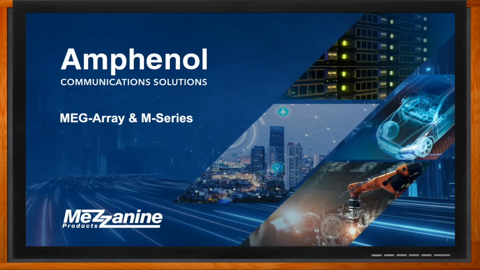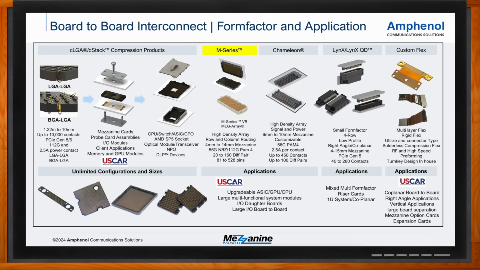Sure. So within Amphenol Communications Solutions division, there is a high-speed product group. And within the high-speed product group, I'm part of the mezzanine business unit. So the mezzanine business unit has three primary products. We have compression products, we have what we call separable interface, which is two-piece connectors, and then we have flex assemblies. So the MEGArray and M series product that we're going to look at today falls within the two-piece products within our business unit.